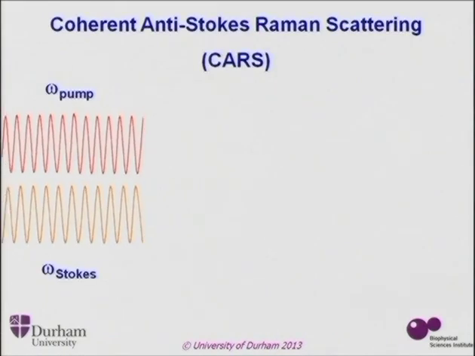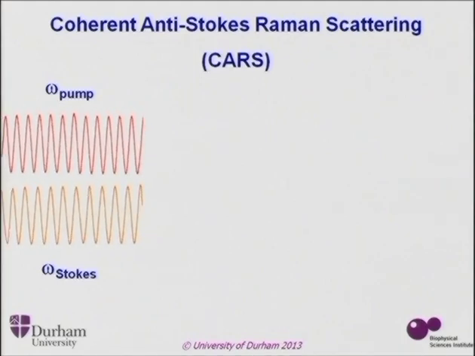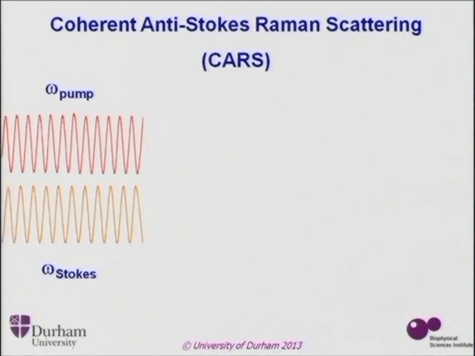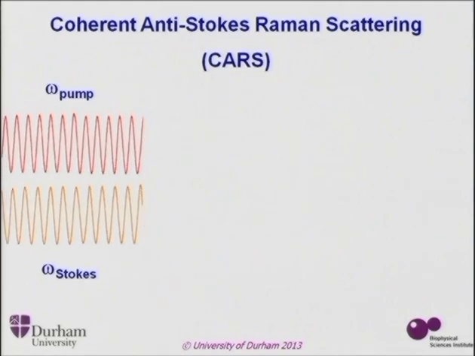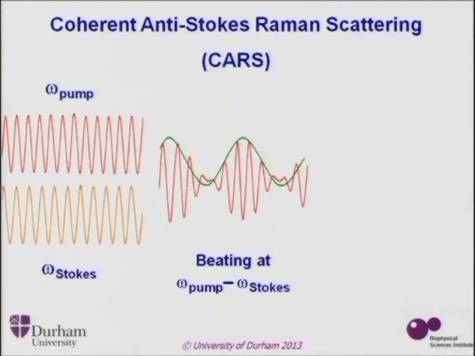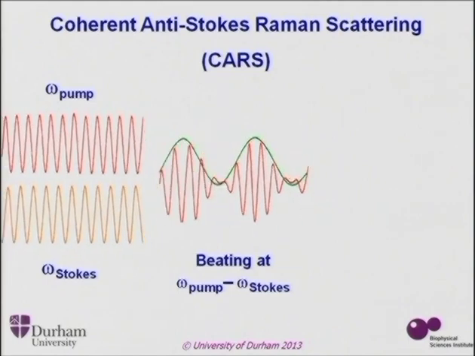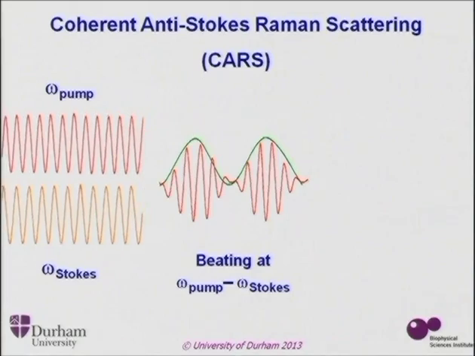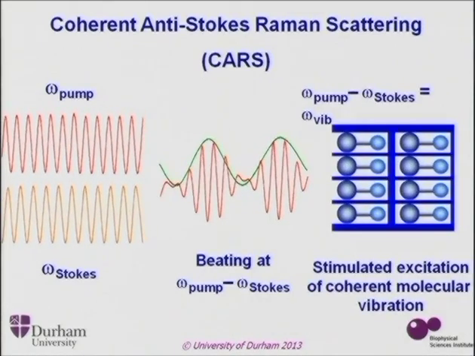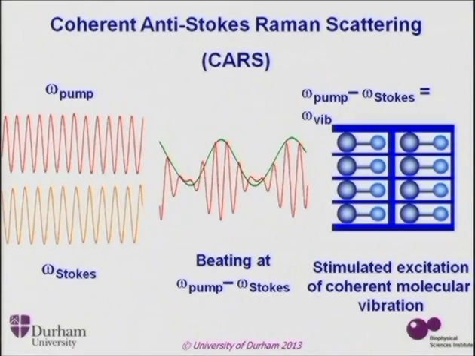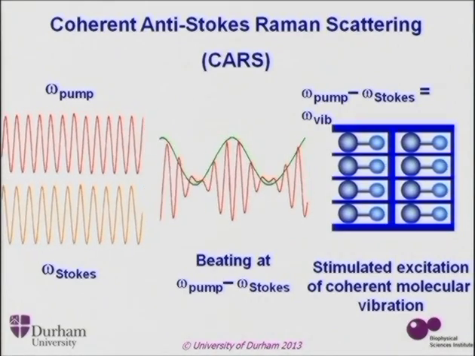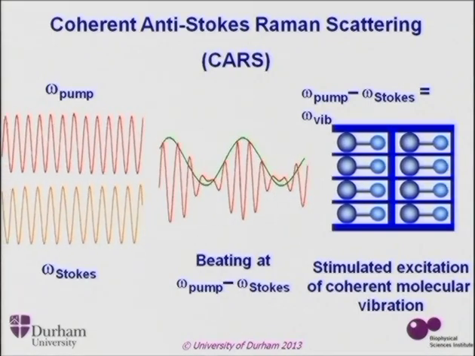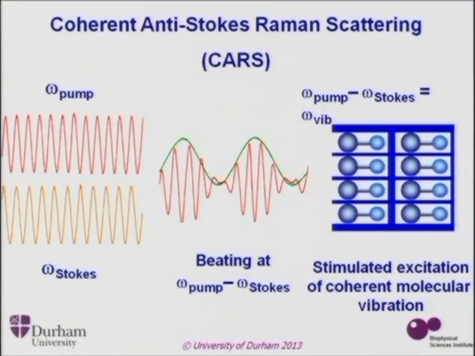Another way of looking at it is this way. These are my 2 wavelengths of light going in, the pump wavelength and the Stokes wavelength, at slightly different frequencies. When you have 2 waves of different frequencies, if they're coherent, they beat together. So we get this slow vibration, and effectively that vibration is causing certain molecular structures in the sample to vibrate. And from that vibration, we can then see some emission.